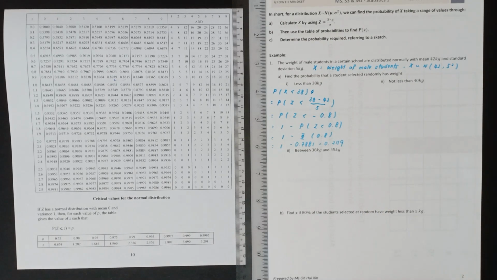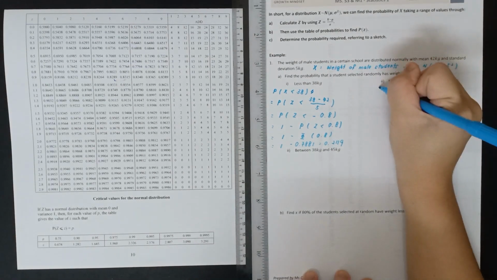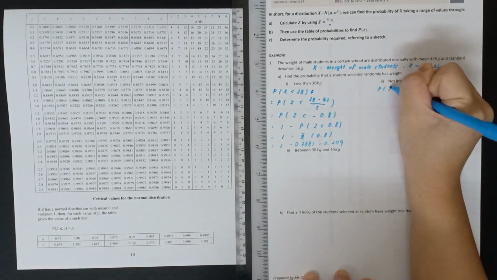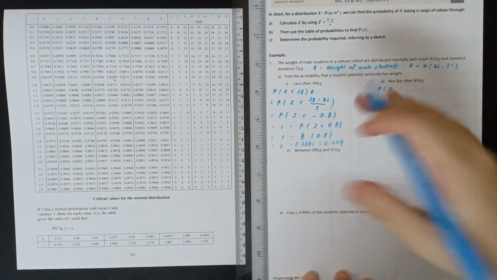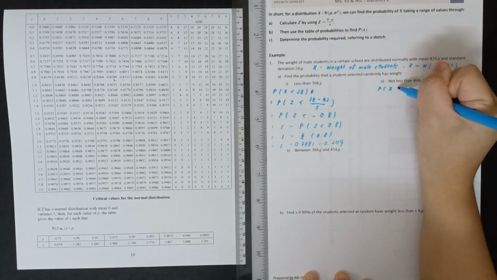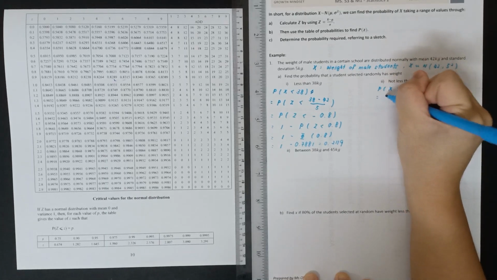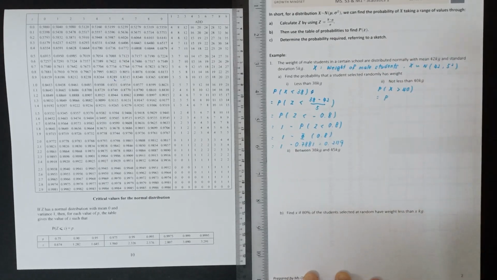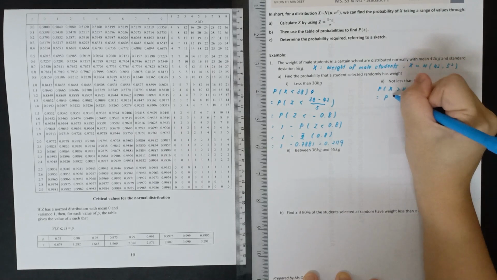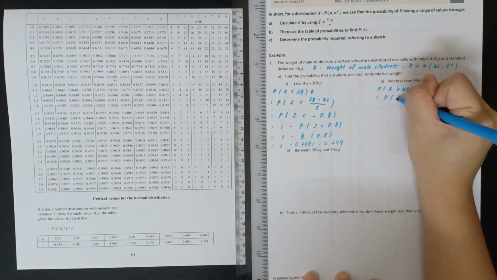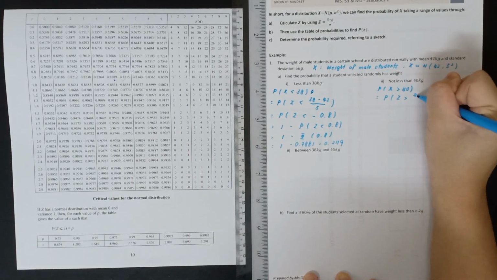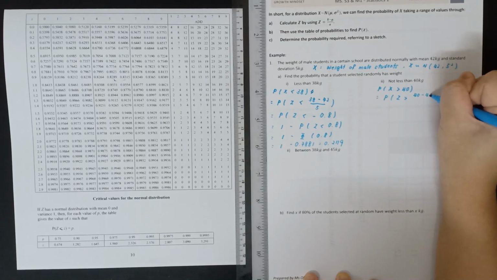The weight not less than 40. So not less than 40 means that it is more than 40, correct? So the probability for me to get a student whose weight is more than 40 kg. Okay, so same thing, the first thing that I'm going to do is standardize my random variable, changing my x into z. Then I need to do 40 minus my mean, divide by my standard deviation.